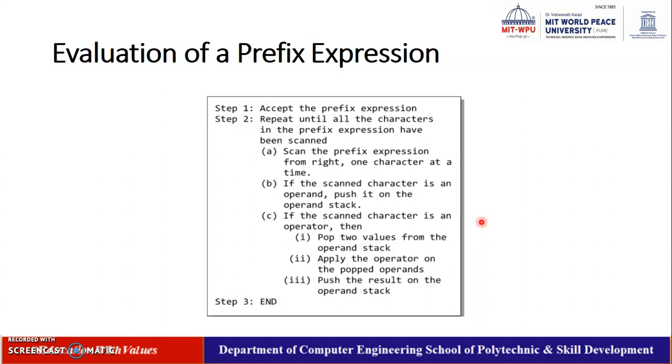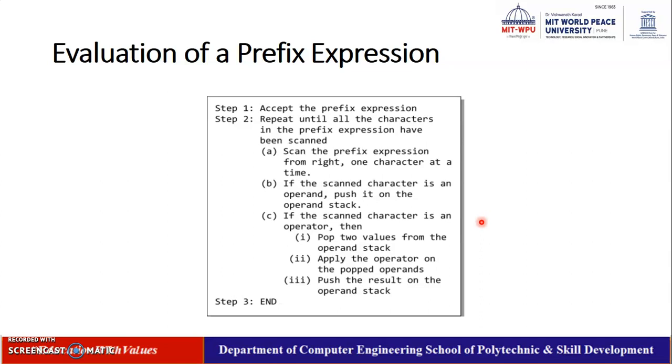Now here is one difference. When you pop the values from the prefix operand stack, the first popped value is considered as A and the second popped value is considered as B, and you perform the operation A operator B. Whereas in the postfix expression you do it in the reverse manner, B operator A. Here you do A operator B. That's the difference you need to remember.